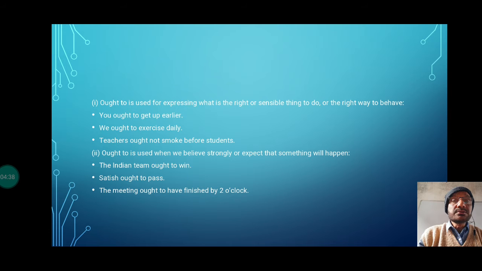Ought to is used when we believe strongly or expect that something will happen. The Indian team ought to win. Satish ought to pass. The meeting ought to have finished by 2 o'clock. There, you can see.